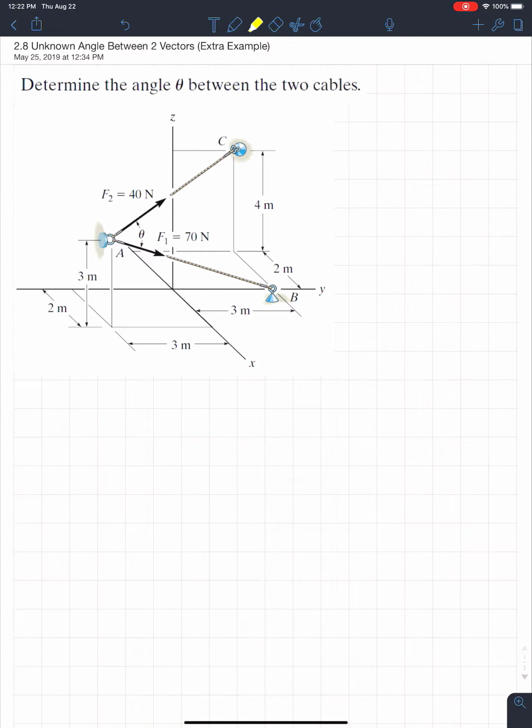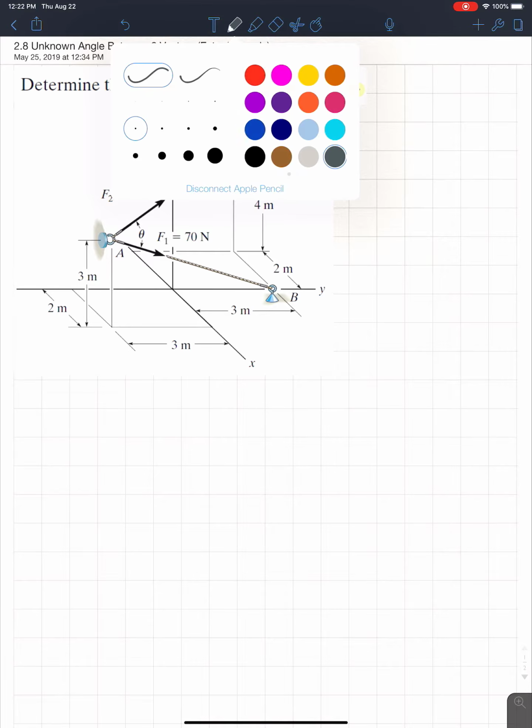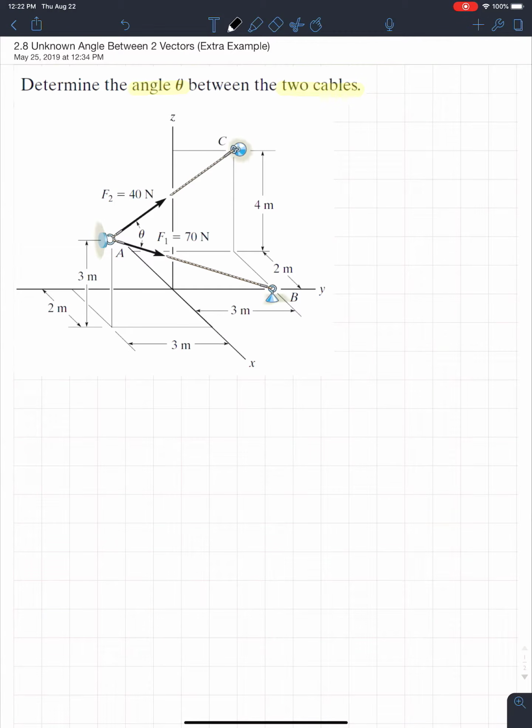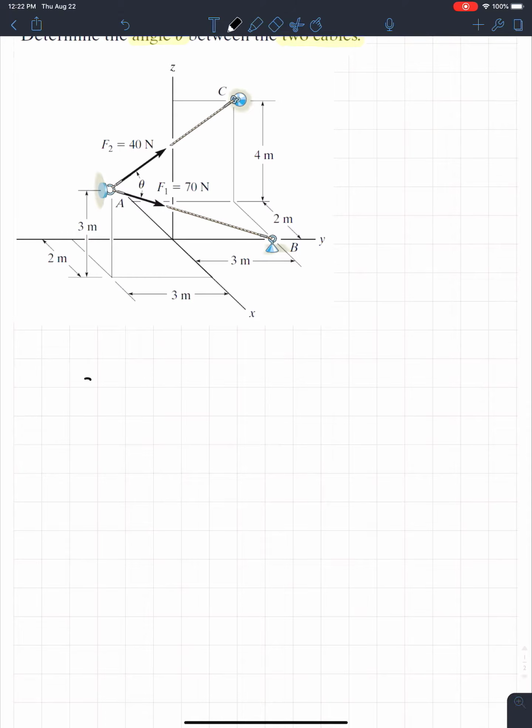Looking at the question, it's very simple. It just wants us to determine the angle theta between the two cables. If you recall, there's a special formula that we use when trying to find the angle between two vectors, and it's called the dot product formula. That formula states that the cosine of theta, and that theta is the angle between the two vectors that we want, is equal to vector 1 dot vector 2, divided, of course, by the magnitude of vector 1 multiplied by the magnitude of vector 2.